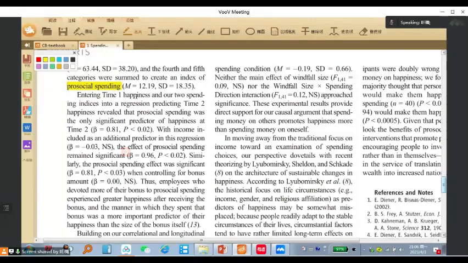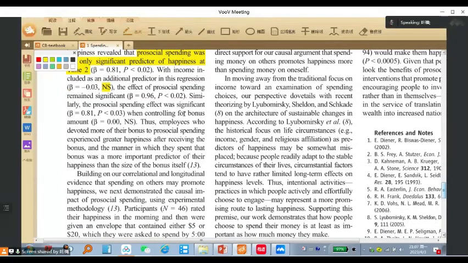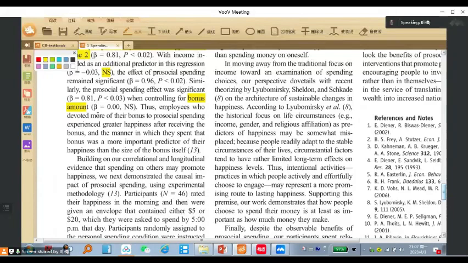We entered time 1 happiness and the two spending indices into a regression predicting time 2 happiness. It revealed that pro-social spending was the only significant predictor of happiness at time 2. With income included, it was not significant. The effect of pro-social spending remained significant when controlling for bonus amount, which means employees who devoted more of their bonus to pro-social spending experienced greater happiness after receiving the bonus.